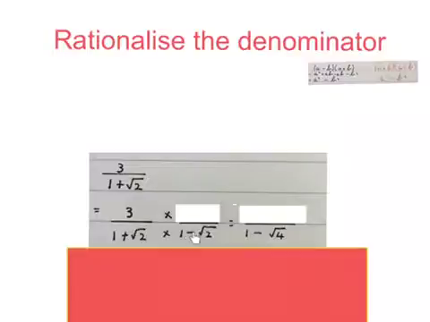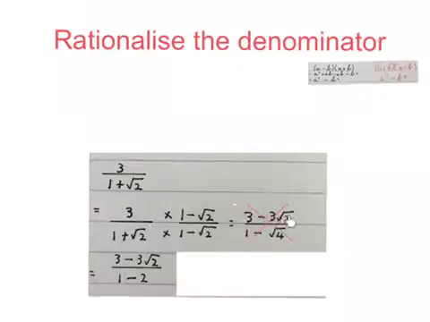Whatever I do to the bottom of a fraction, I must do the same. So I will times the top also by 1 minus square root of 2. If I times the 3 with a 1, I'll get a 3. And the 3 with a minus square root of 2, I'll get minus 3 square root of 2. This step is not necessary. This top I will just keep.